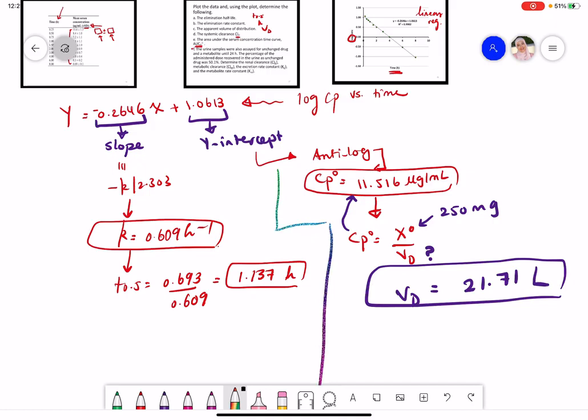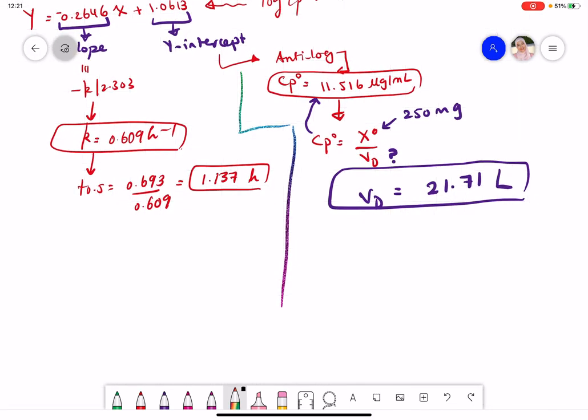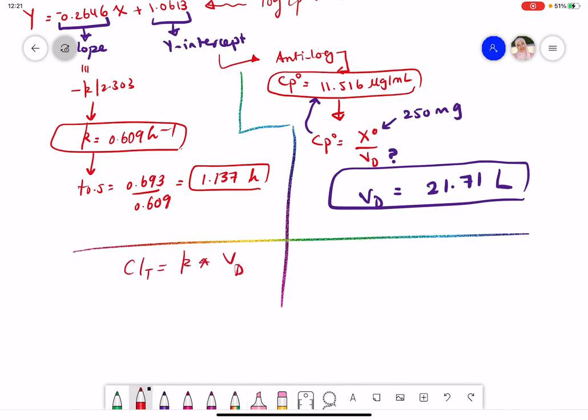Then it's asking us about total clearance. Total clearance would be equal to K multiplied by Vd, this 0.609 per hour multiplied by 21.71 liter. Okay, this gives us 13.22 liter per hour.